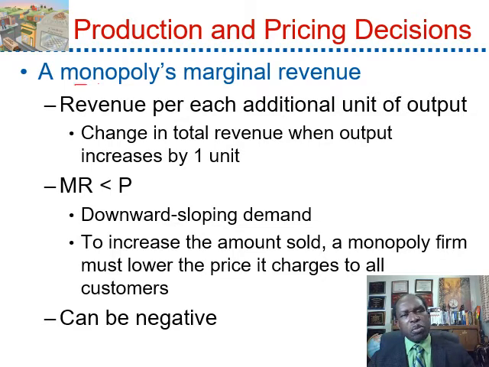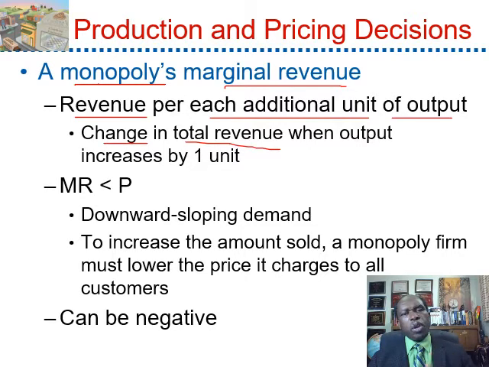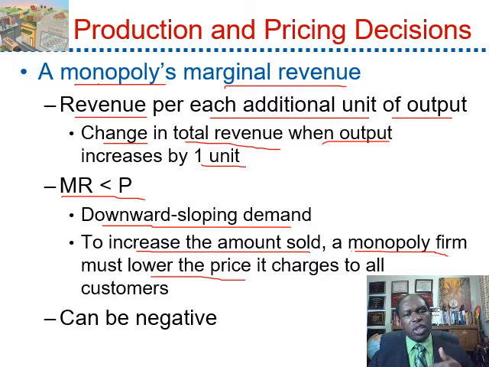So how do you determine a monopoly's marginal revenue? Marginal revenue is defined as the revenue from each additional unit of output. It is the change in total revenue when output increases by 1 unit. Because the monopoly is a price maker, it can charge higher prices, but marginal revenue is always less than the price. Because demand is downward sloping, to increase the amount sold, a monopoly firm must lower the price it charges to customers. And the marginal revenue can also be negative.